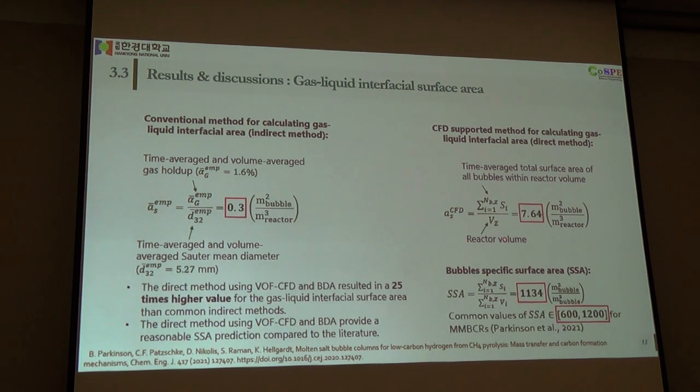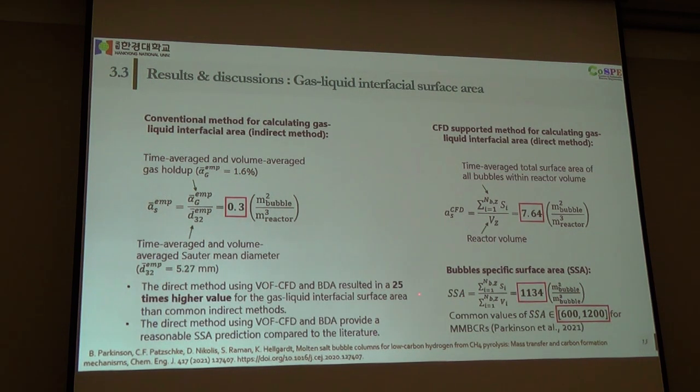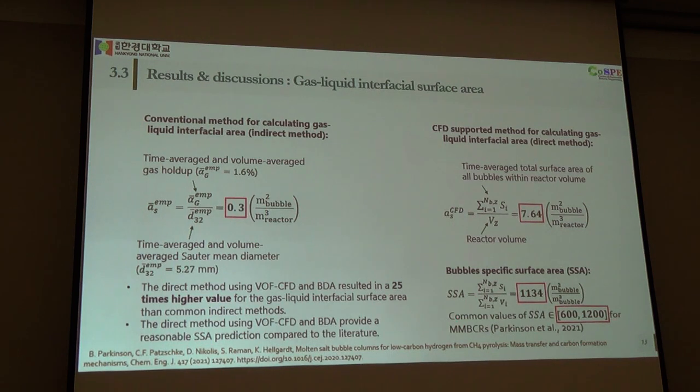directly based on the surface area of all the bubbles divided by the reactor volume, we obtain around 25 times higher interfacial surface area. And also we compare our CFD model with the common bubble specific surface area in the literature. It's slightly different from the bubble interfacial area.